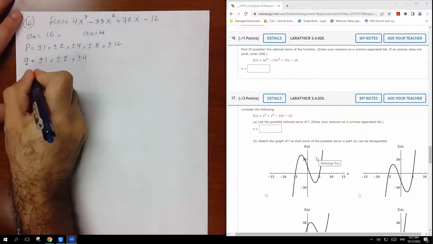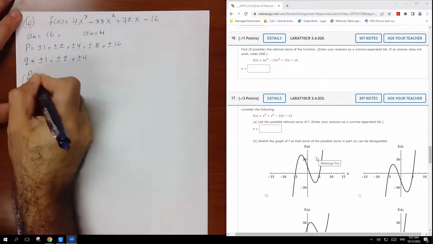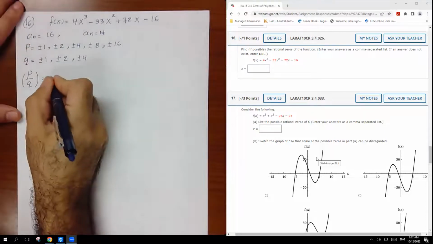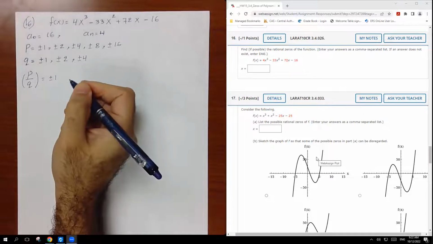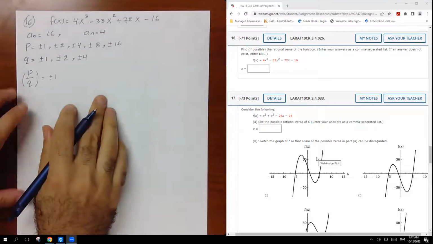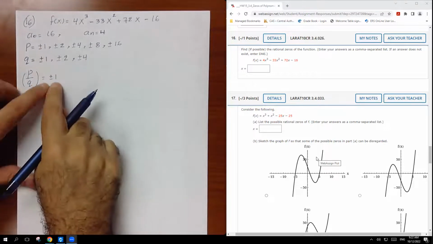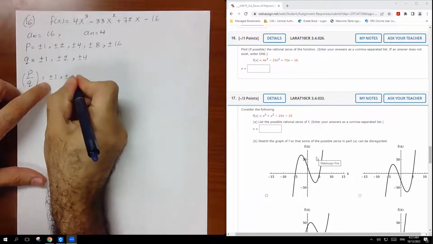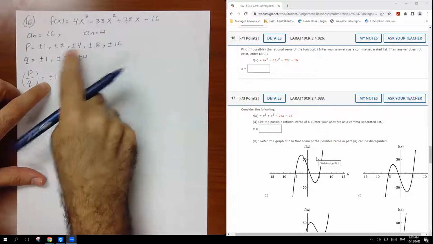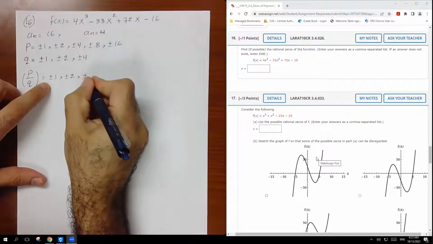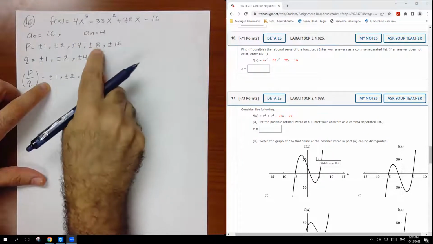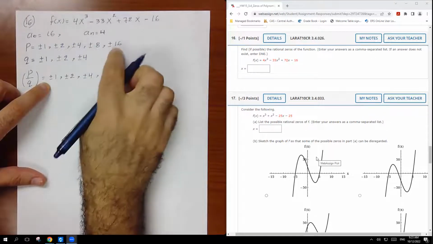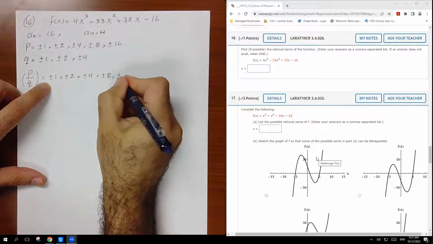Now, the possible zeros is going to be P over Q, which is 1 divided by 1. Check how many possible zeros we're going to get. 1 divided by 1 is going to be 1. 2 divided by 1 is going to be 2. 4 divided by 1 is going to be 4. 8 divided by 1 is going to be 8. 16 divided by 1 is going to be plus or minus 16.